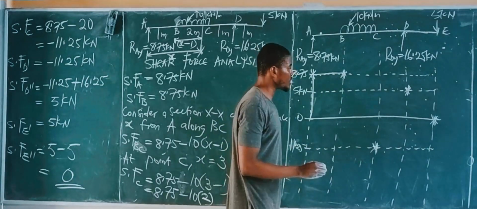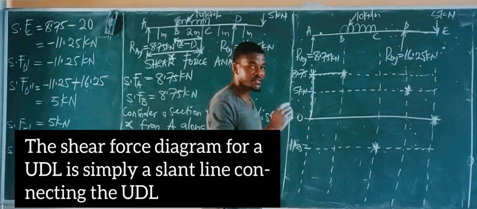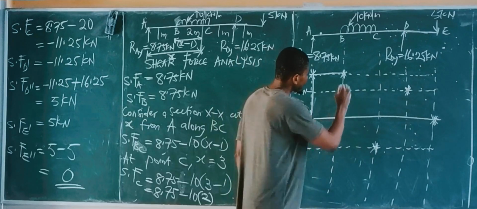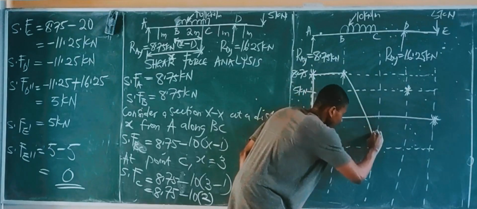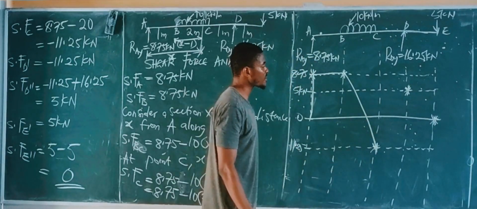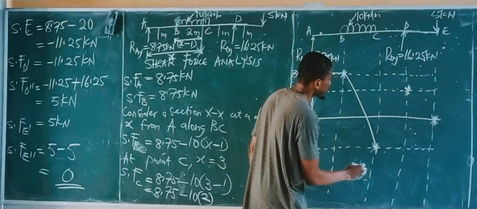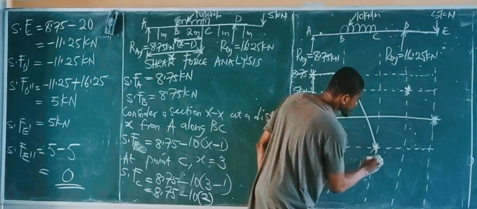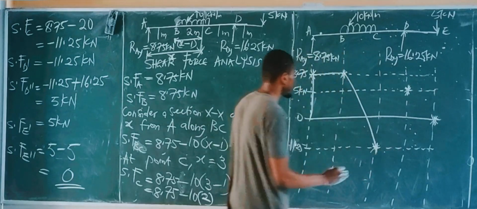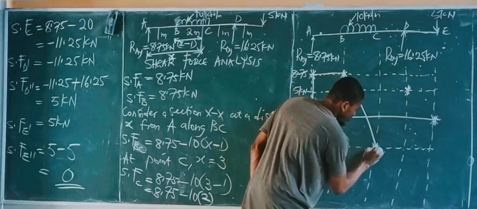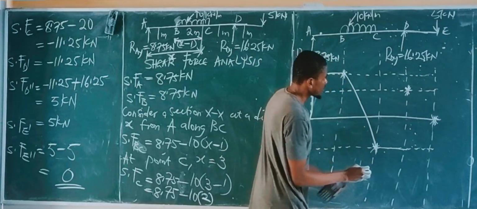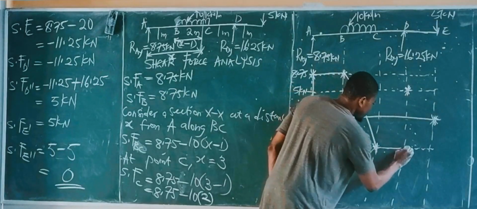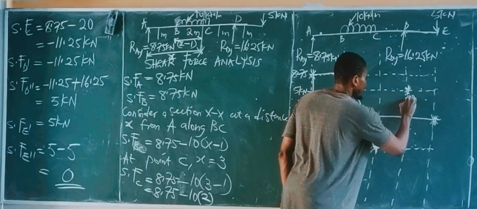Now between B and C is a UDL. The shear force diagram for a UDL is a slant line. So we connect from point B to point C with a slant line. That's what shows the shear force diagram for a UDL. This same force moves from point C down to point D, and then finally at point D, it encounters an upward force, which is this 5 kilonewtons.